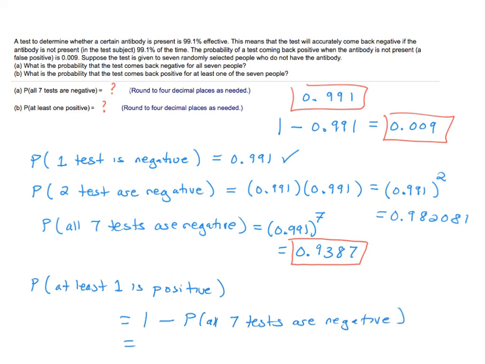So while this sounds like a really difficult question to figure out, the fact that this means this didn't happen means we can take that probability from part A and subtract it from 1. So it's going to be 1 minus 0.9387. I'll do that in my calculator, and I get 0.0613. And this is the answer for part B.